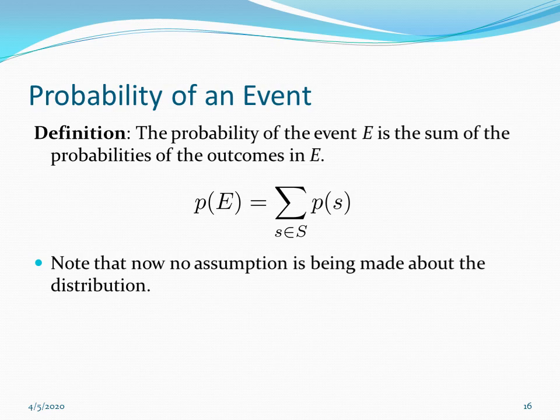Another thing we should think about, especially if the probabilities of different outcomes are not the same: the probability of an event E is the sum of the probabilities of the outcomes in E. The probability of any event E is the sum of the probabilities of the different outcomes in E. There is no assumption made here about the distribution. It doesn't matter whether the outcomes are equally likely or not. It should always be the case that the probability of an event is the sum of the probabilities of the different outcomes in the event.